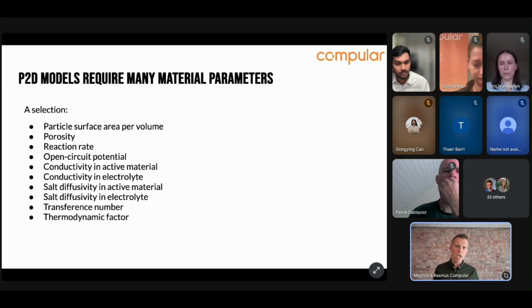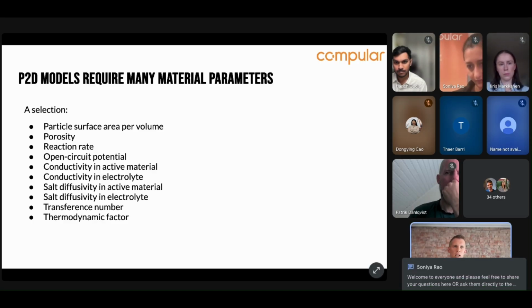So the particle surface area per volume, for example, and the porosity of the system. Some are more kinetics related. It's the reaction rate for how fast your ions enter and leave the active material, for example. And then there's the open circuit potential, which is more of a thermodynamic property that describes how the voltage of the system varies with ion loading in the active material. And then there are transport properties: conductivity in active material and in electrolyte, and also diffusivity, and the transference number, and something called the thermodynamic factor.